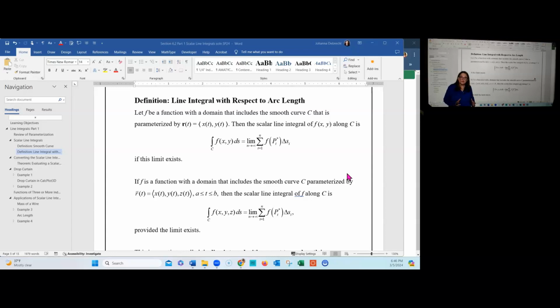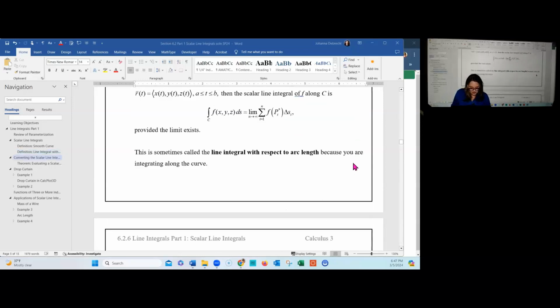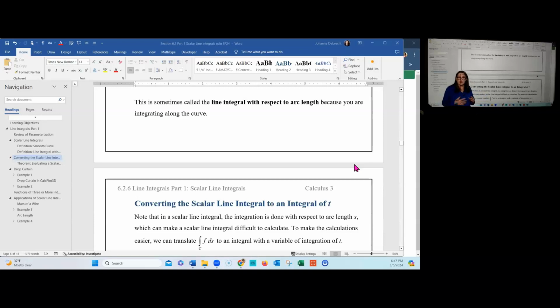Now, we can also take this into 3-dimensional space if we allow our curve to be a 3-dimensional curve like a helix. In that case, r of t would be x of t, y of t, and z of t, where t varies between a and b. And the scalar line integral is, again, the Riemann sum of the product between the function evaluated at some point along each cut of the curve multiplied by the arc length of that curve, provided the limit exists. This is sometimes called the line integral with respect to arc length because you are differentiating along an arc, along a curve, rather than along a linear line segment.